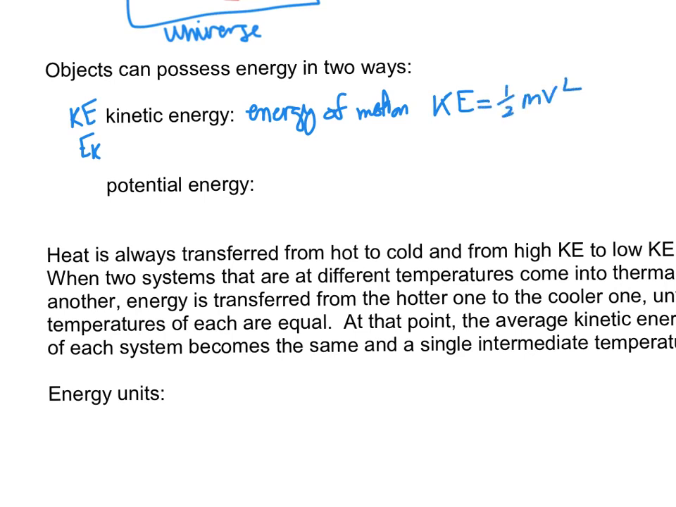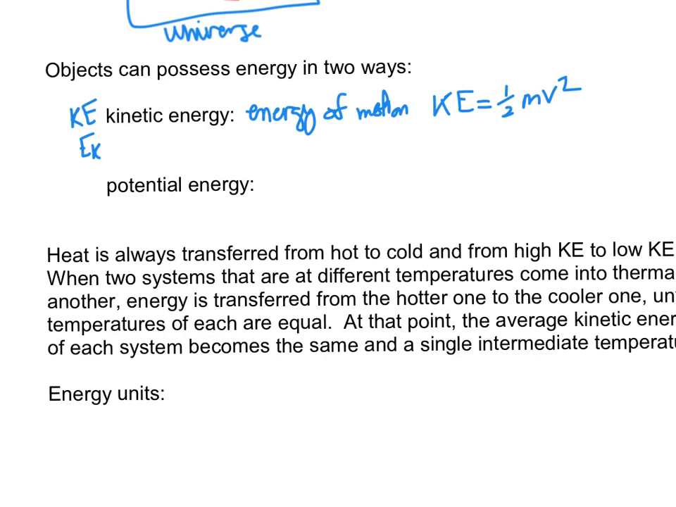Again, you probably will not be using this equation in this class, but it is helpful to look at it to understand what it means. So kinetic energy is related to the mass of the object, that's m, and then v squared, that's the velocity squared, so that's the speed of the object. And so the faster the particles are moving, the higher the kinetic energy and the hotter the object.